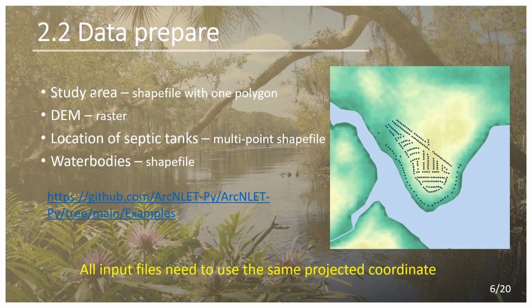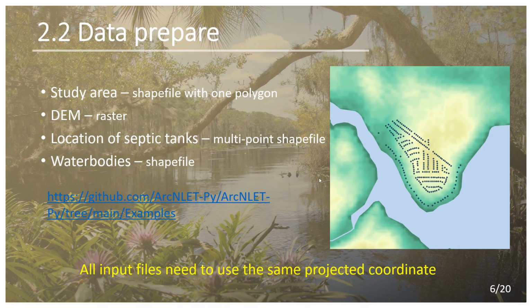The first file is a study area. This should be a zip file with only one polygon to represent the study area. The second file is the DEM of the study area. You can download DEM from many websites, such as USGS. Then you should know the location of septic tanks. This file is a multi-point zip file. And the last file is water bodies. This file represents water bodies in the study area. Each water body is a polygon.